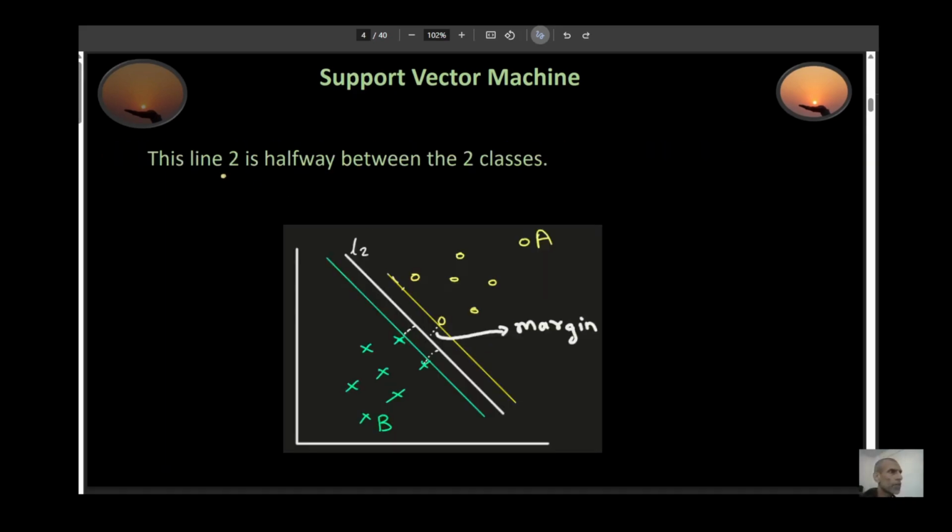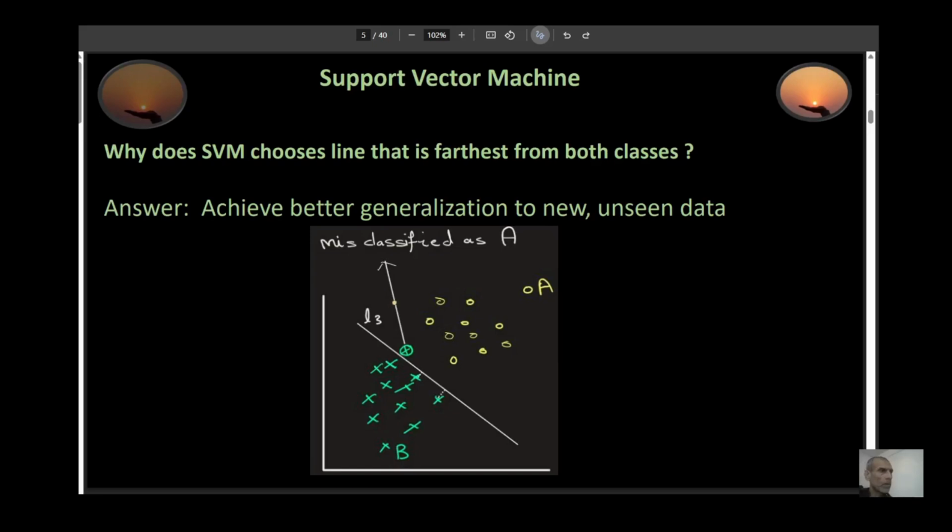Now your line L2 is halfway between the two classes. What it means is this: if I take line L2 and move it in this direction, I'm going to hit one of these points on class A. Likewise, if I move it in this direction, I'm going to hit one of these points on class B. So this distance is equal to this distance right here, and this distance is called the margin. So why does SVM choose a line that is furthest from both classes? That's because it wants to achieve better generalization to new unseen data.